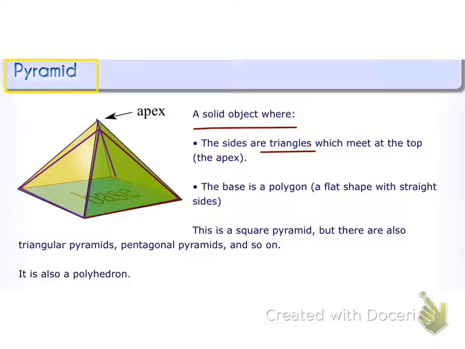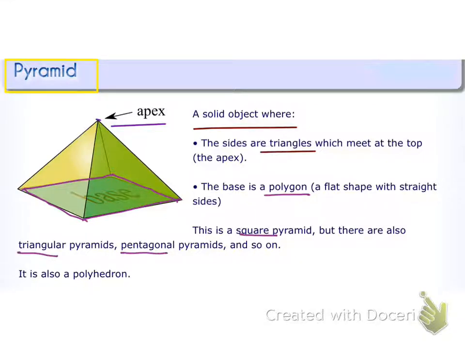All right, so this is the apex, and the sides meet at the apex, the top. Now the base is always a polygon, like a prism. In a prism the sides don't meet at an apex, but in a pyramid they meet at one point like this. The base is a flat shape with straight sides. This is the base, the thing on which it is standing. It could be a square pyramid, but it could be a triangle, a pentagon, and so on. It could be any kind of polygon. All right, let's move to the next part.